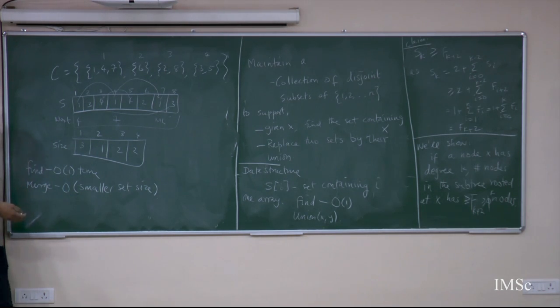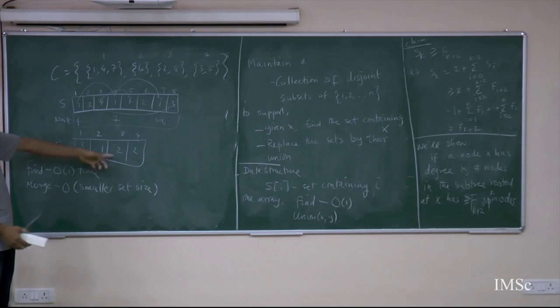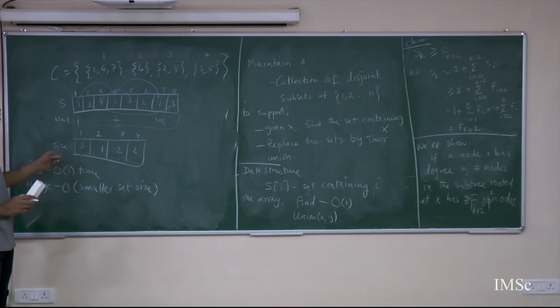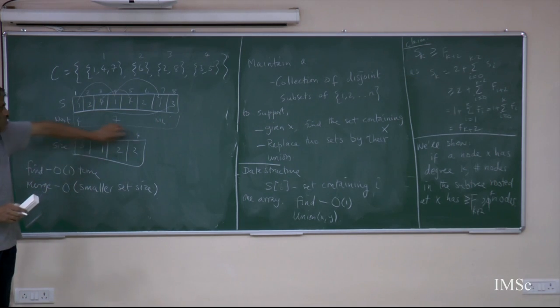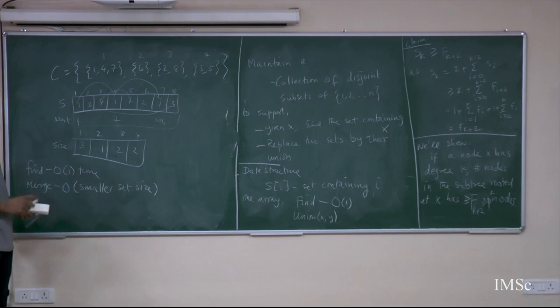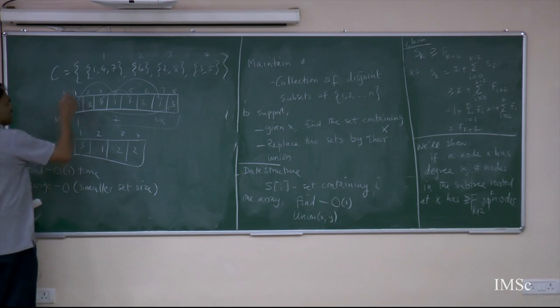So let's say I want to now merge two sets 1 and 3. What do I do first? So you compare the size of the sets, and I figured out that set number 3 is a smaller size. So I'm going to change all the 3's to 1. But you need to know the starting point of that list of set 3. So this linked list is not complete.